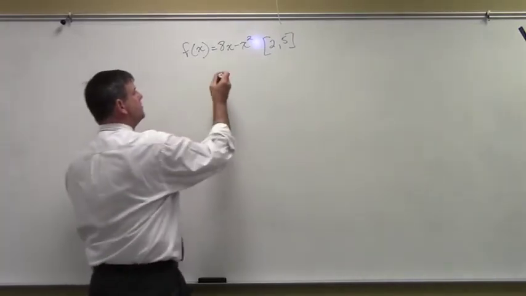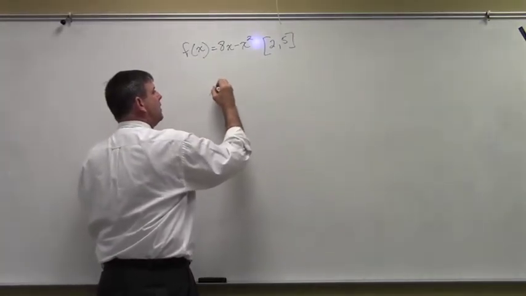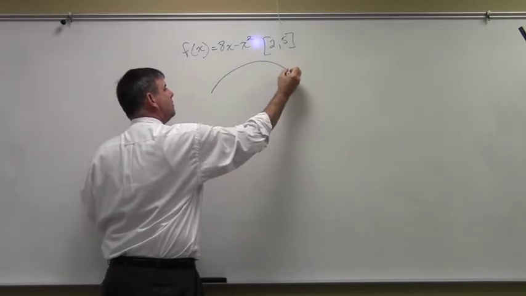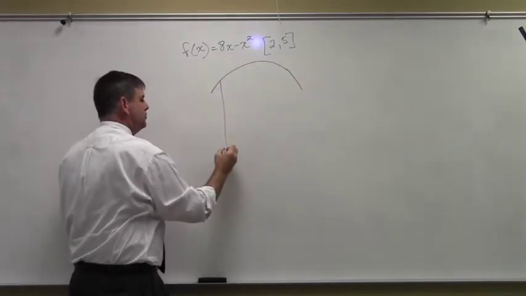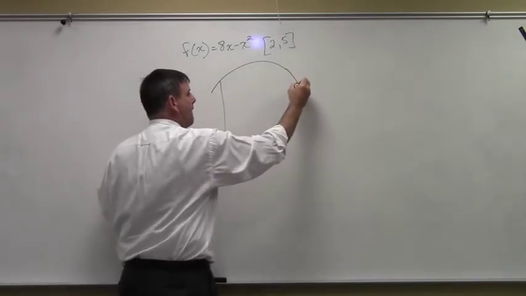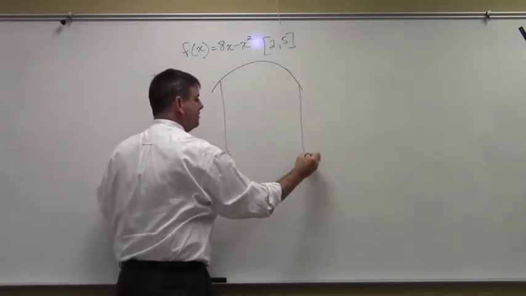Okay, so I'm just going to draw the part that I'm really concerned with. I think it looked a little bit like that. And I was going from 2 to 5. And I believe the 5 was a little lower.